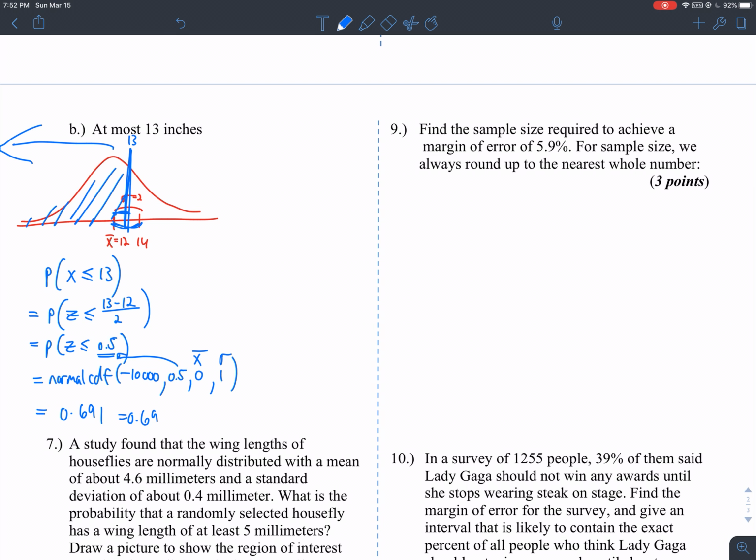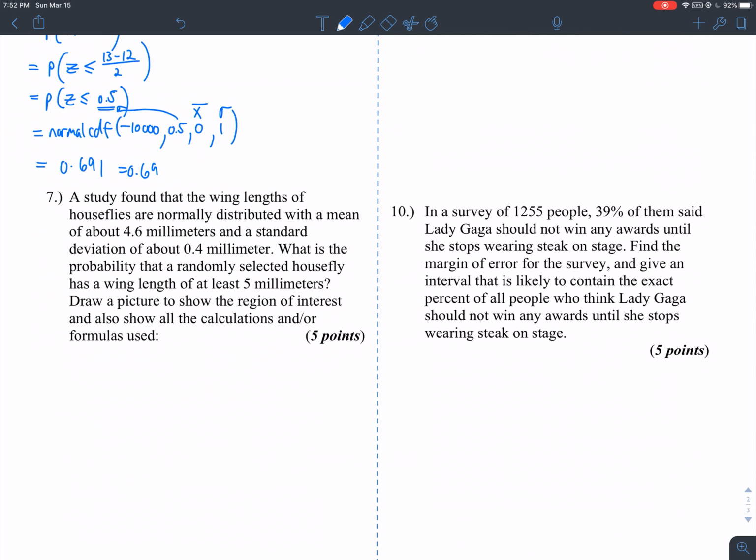And number 7 is very, very similar. I think number 7 is the last normal probability question. Different numbers, but similar idea. It says a study found that the wing lengths of houseflies are normally distributed with a mean of about 4.6 millimeters and a standard deviation of about 0.4 millimeters. So 4.6 is my x bar, 0.4 is my sigma.